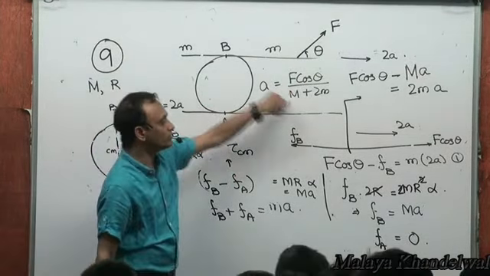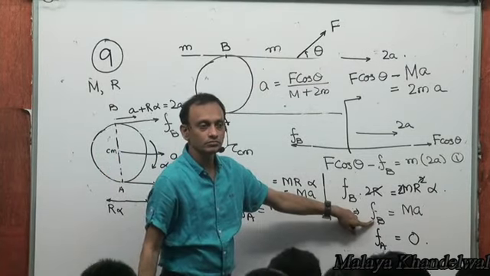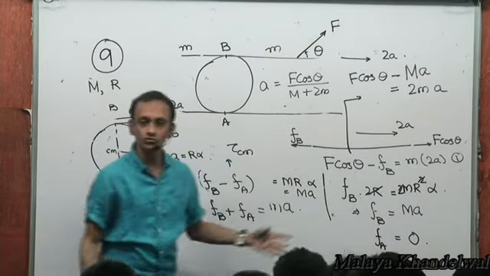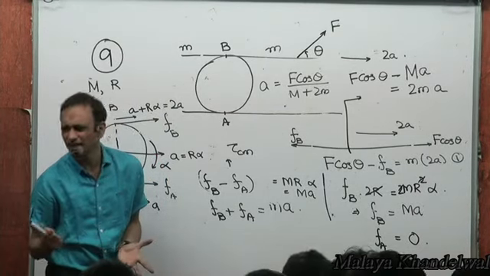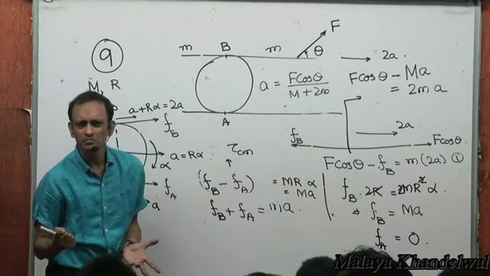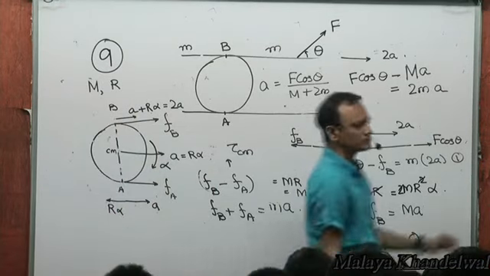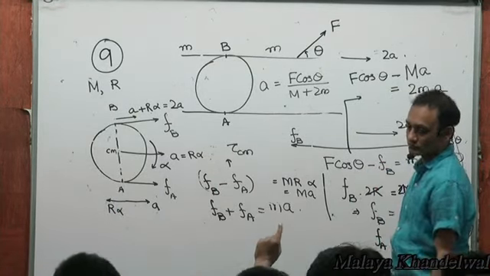Now if A is known, then FB is known. Everything is known to us. Alpha would be A by R, angular acceleration. Is there anything else that we need in this problem? No? Sir, can we take torque about B?